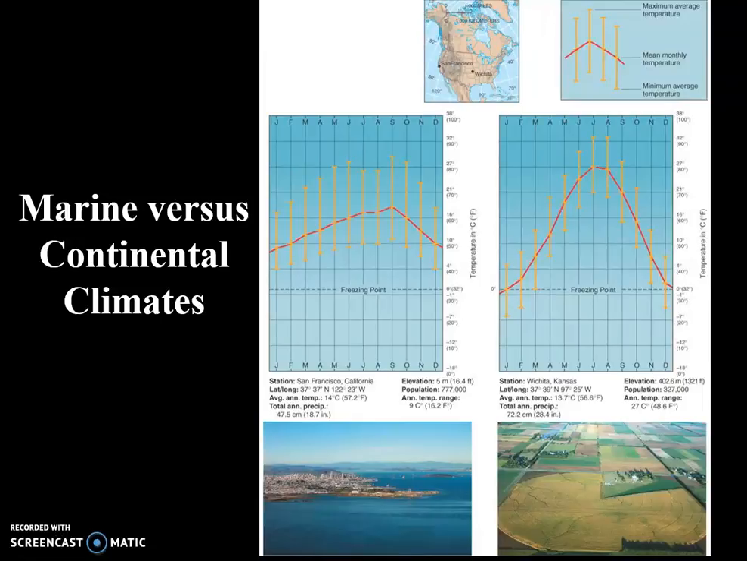Now let's go ahead and look at our temperature range. The elevation of San Francisco is at 5 meters. The elevation at Wichita, Kansas is 400 meters roughly. We see the average temperature is roughly 14 degrees Celsius.